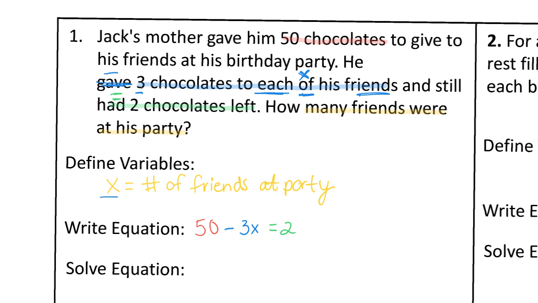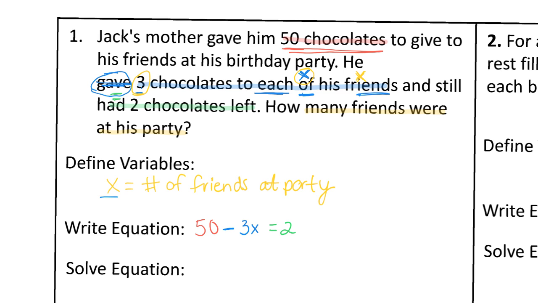Again, we always start our equation with what we started with. So we started with 50 chocolates. We gave them away, which is why this is a minus sign down here. And it's 3 of his friends. His friends was x, right? Of means to multiply, and we had 3 there. 3 of friends. Okay, so 3 times friends, which is why it's 3x. And then we always equal it to what we have left or what's left over, which in this case is 2.